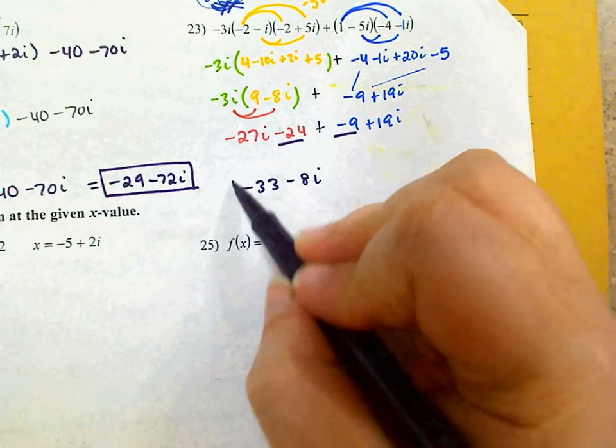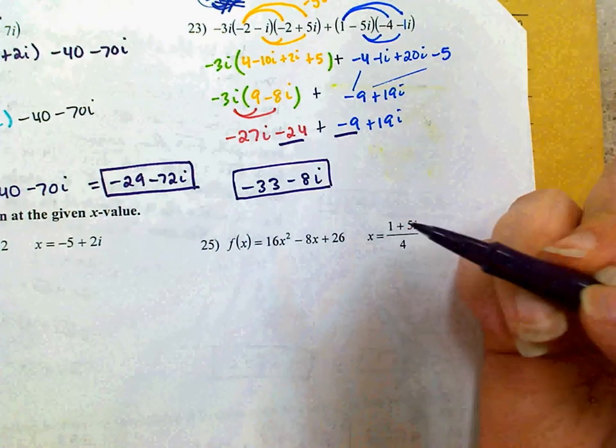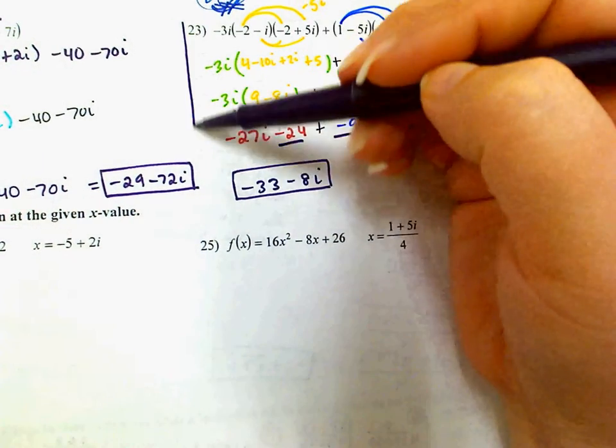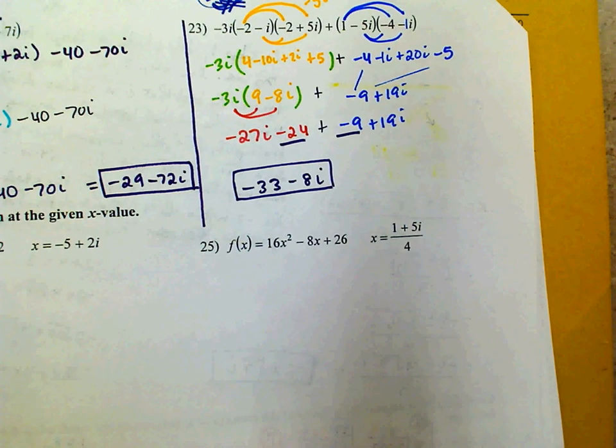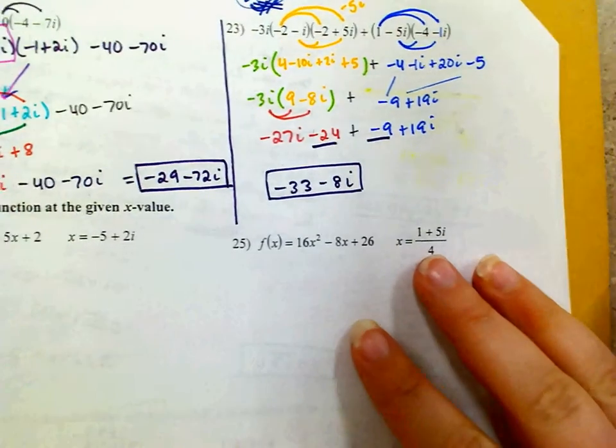And if I make a mistake, I know you'll let me know. Okay. The name of the game on 21 through 23 is order of operations, so be very careful.